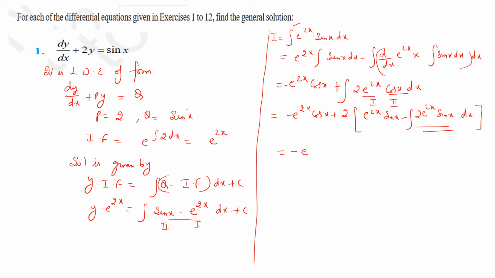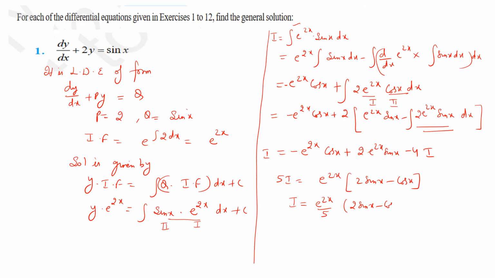So it becomes minus e^(2x) cos x plus 2e^2x sin x minus 4 times I. So this was I, so I'll bring this 4I to that side. It will be 5I is equal to e^2x is common, and you can take 2 sin x minus cos x. So I is e^2x upon 5 into (2 sin x minus cos x). Right?